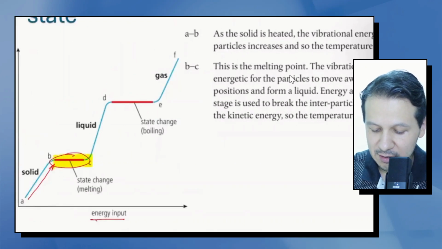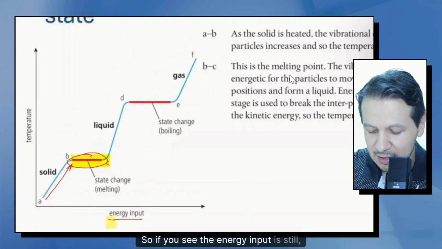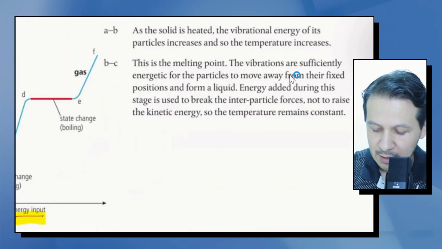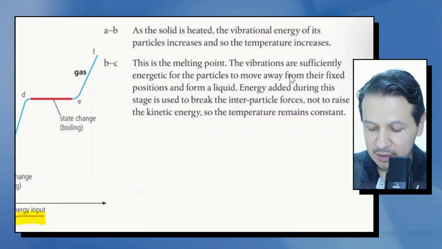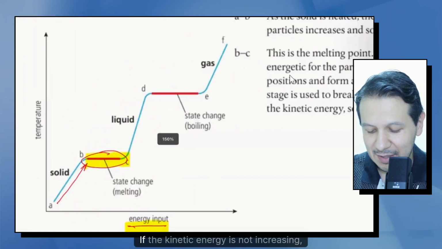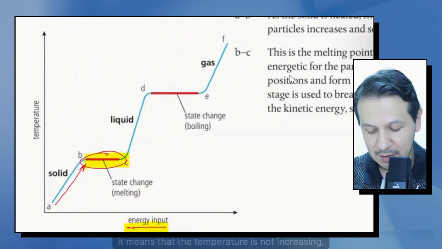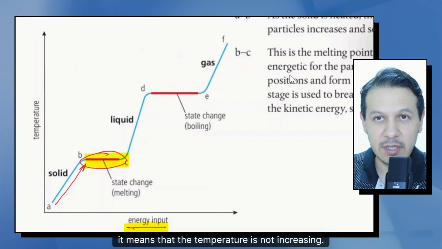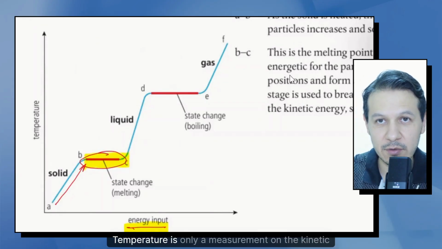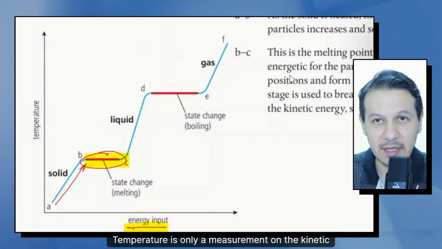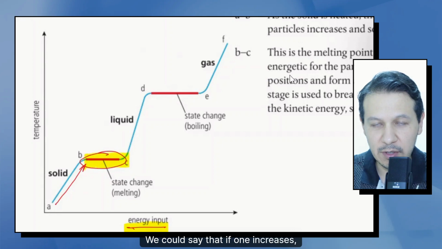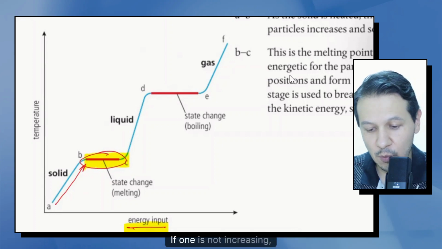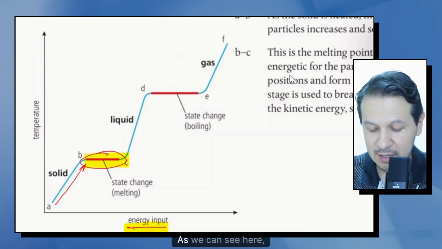During this stage, if you see, the energy input is still increasing on the x-axis. It is used to break the interparticle forces, not to raise the kinetic energy, so the temperature remains constant. If the kinetic energy is not increasing, it means that the temperature is not increasing. And this is very important. Temperature is only a measurement of the kinetic energy, and they are strictly related. We could say that if one increases, the other increases. If one is not increasing, the other is not increasing, as we can see here.